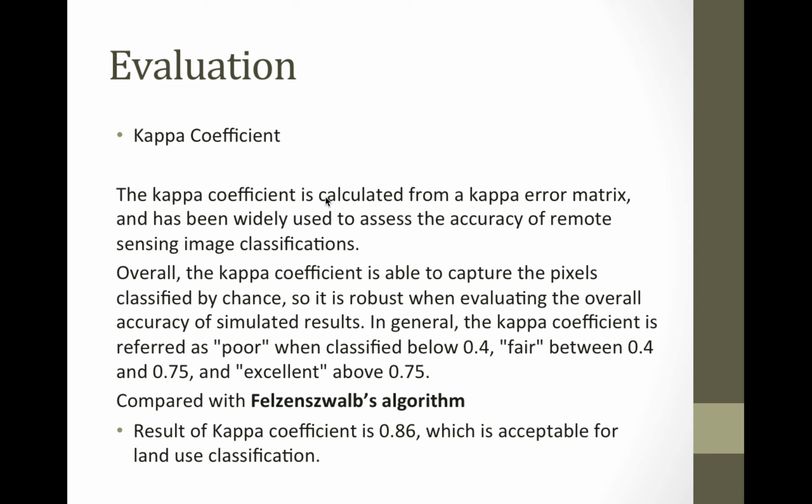There are two approaches I chose to evaluate the model. The first one is the kappa coefficient. The kappa coefficient is calculated from the error matrix, and it's been widely used to assess the accuracy of remote sensing image classifications. Overall, if the kappa coefficient is above 0.75, the results would be excellent. In my results, the kappa coefficient is 0.86, so that is acceptable for the land use classification.